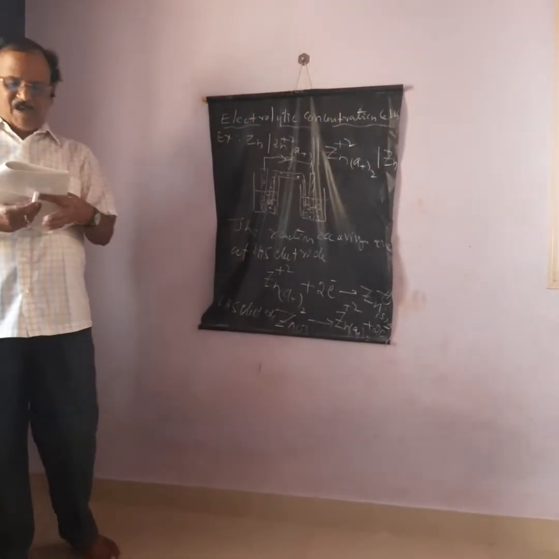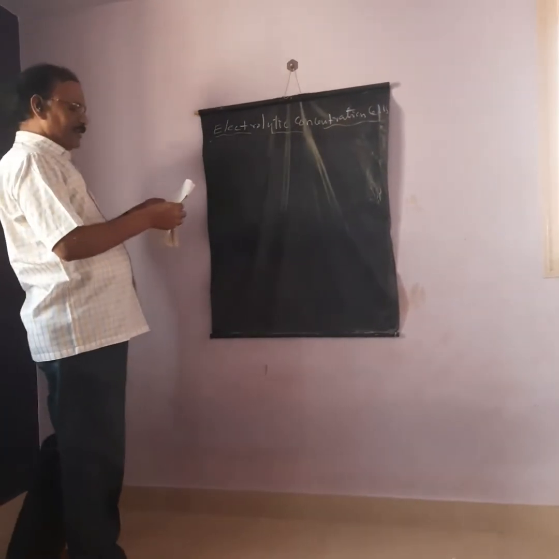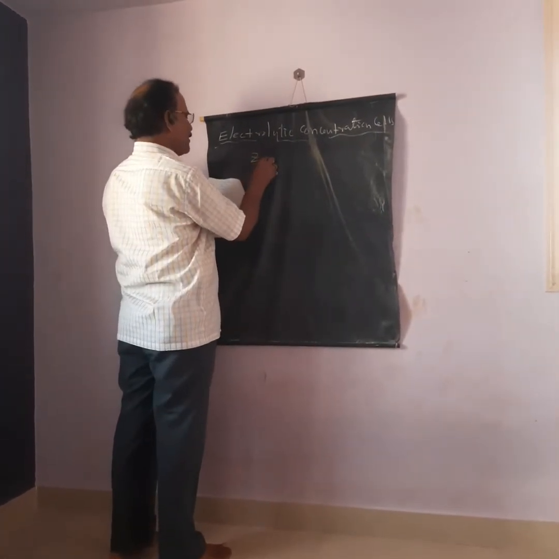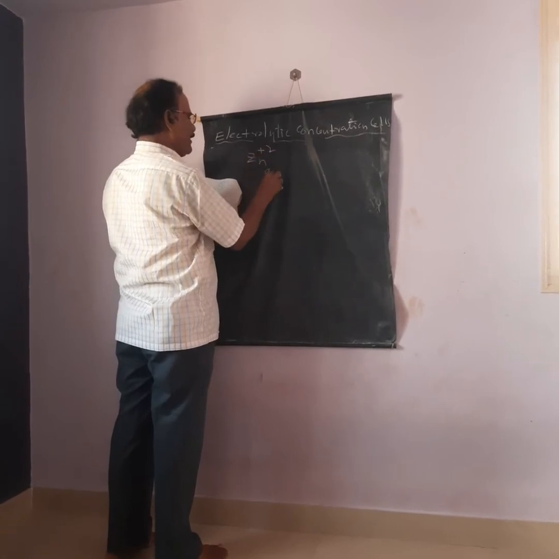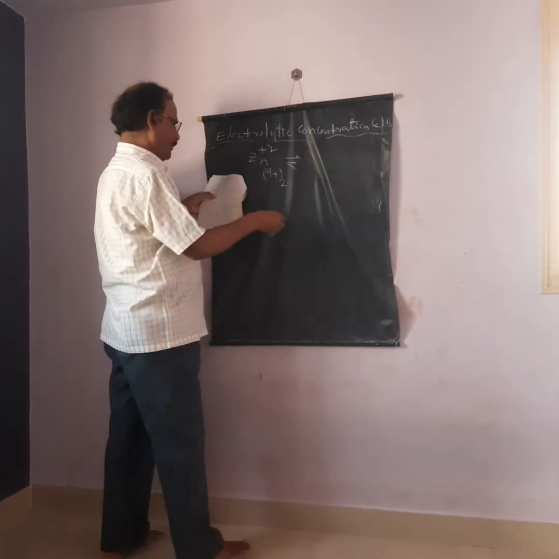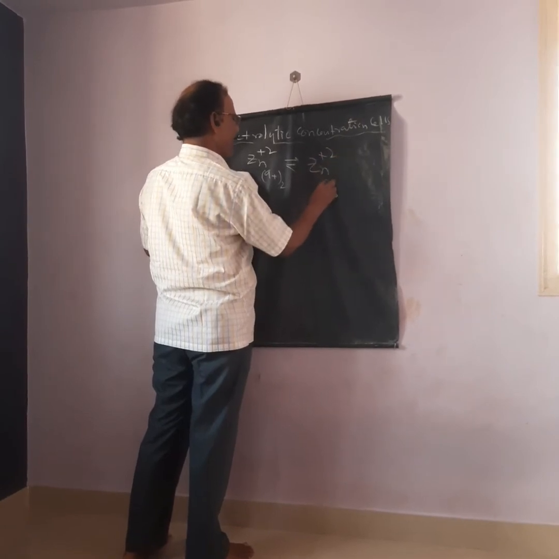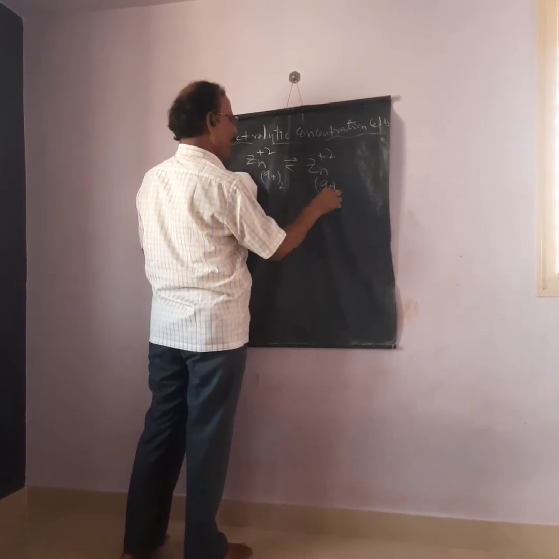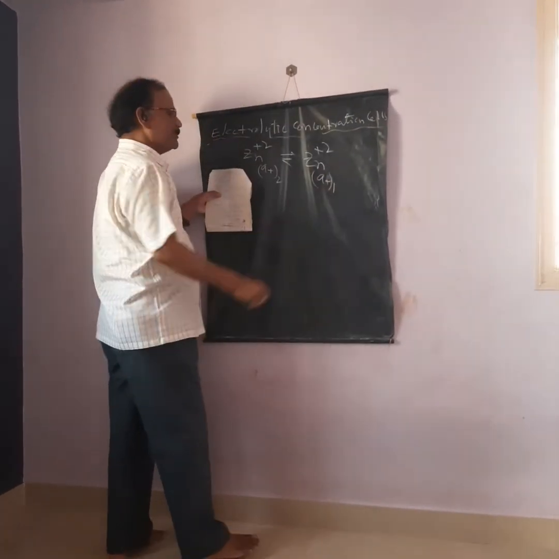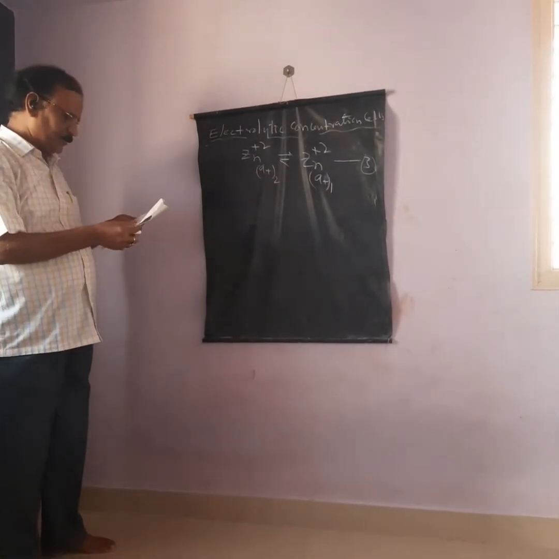And the overall reaction is got by adding equations 1 and 2, that is Zn2+ at the activity a2 gives Zn2+ at the activity a1. This is equation number 3. This equation is got after adding 1 and 2.